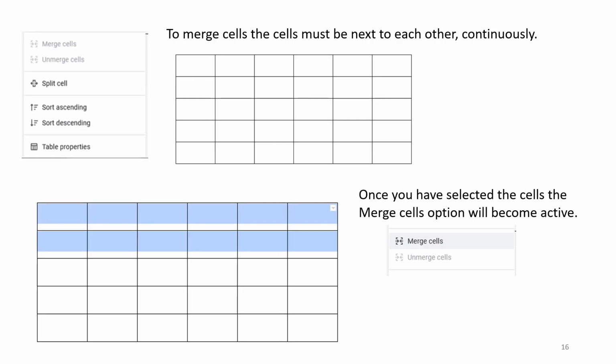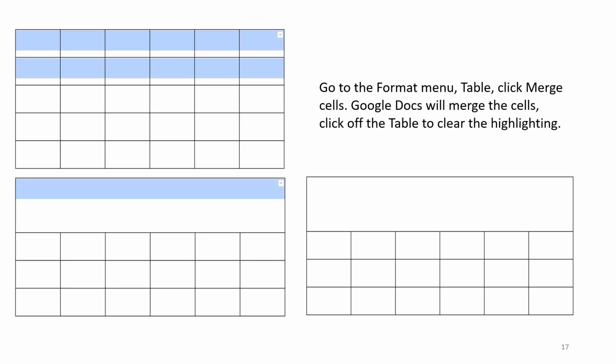To merge cells, the cells must be next to each other continuously. Once you have selected the cells, the Merge Cells option will become active. Go to the Format menu, Table, click Merge Cells. Google Docs will merge the cells. Click off the table to clear the highlighting.